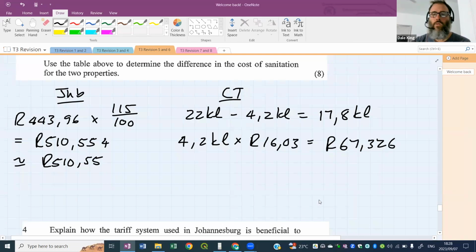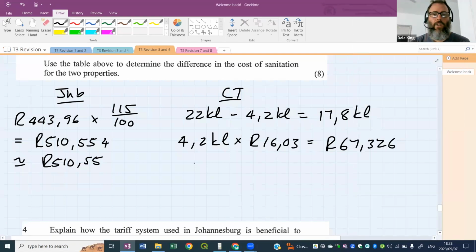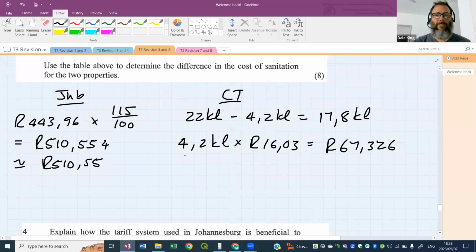Ben, should I round this off here? No, at the end. Very good. All right, so that's the first 4.2 kiloliters done. What do I do now? You go to the next bracket.